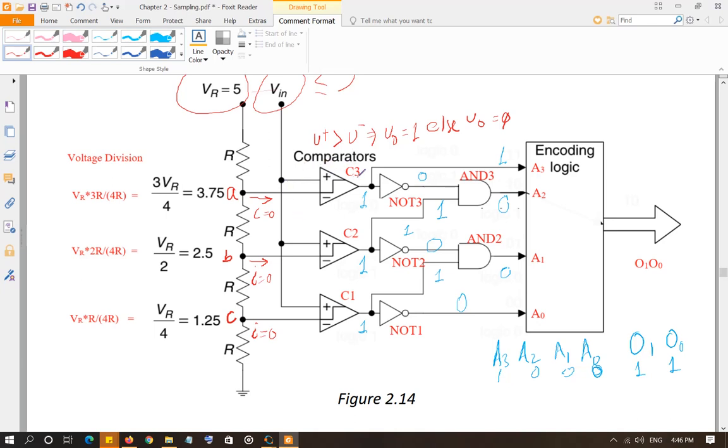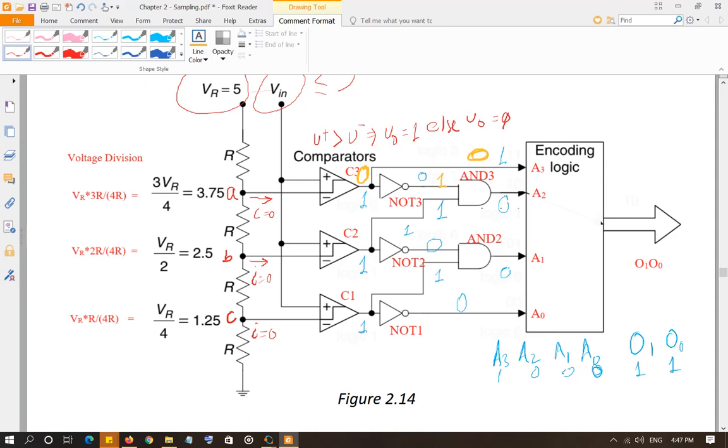So what's going to happen? Comparator number 3, input voltage at the positive is less than 3.75 volt. At the negative it is 3.75. So the comparator 3 is going to produce a 0 in that case, right? This is the second case we're discussing, 0. So a 0 is going to go here.